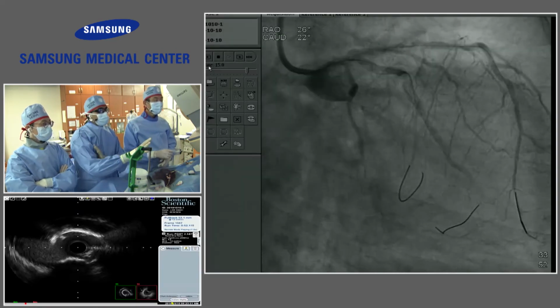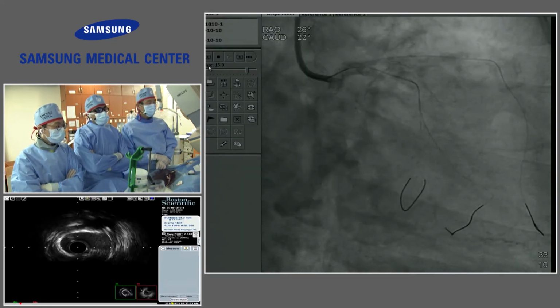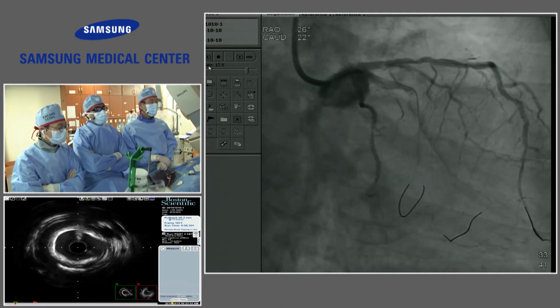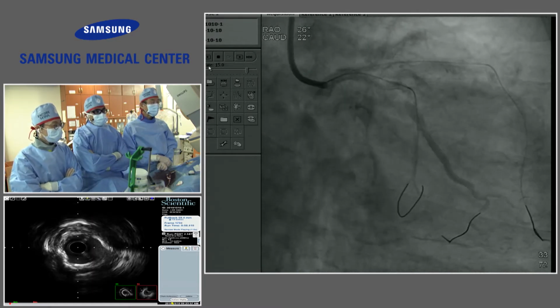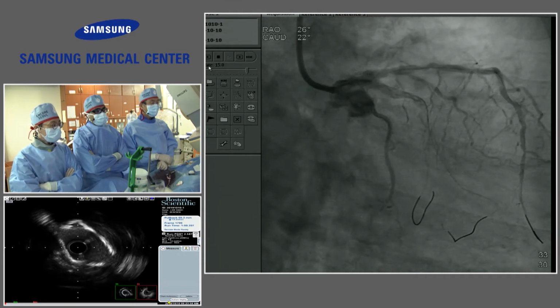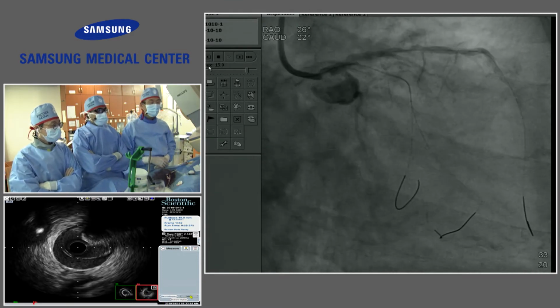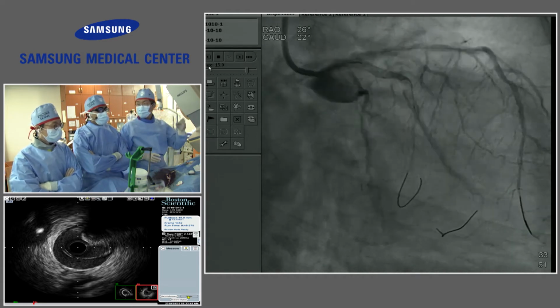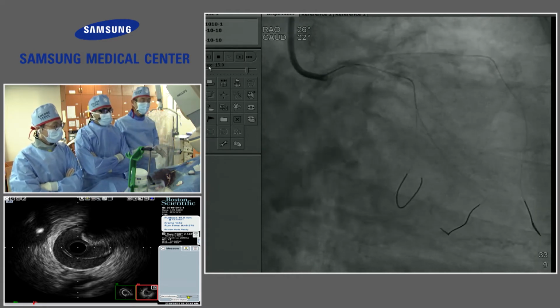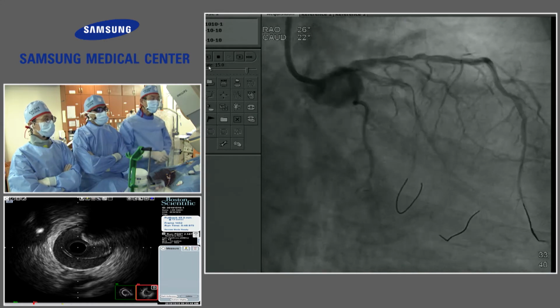So what you can see here is now we are in the true lumen distally with the Crusade wire that secured our distal vessel. The wire in the 6 o'clock, we think this is the true lumen at least. So using this wire, we use the Crusade and the wire, the obtuse marginal.